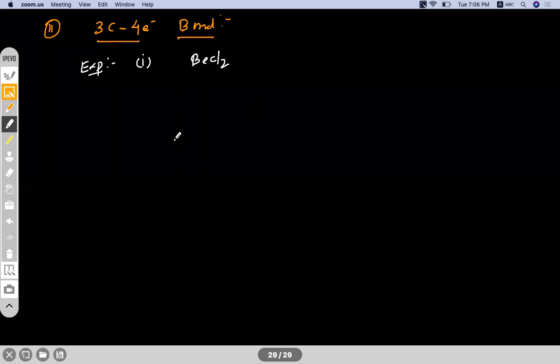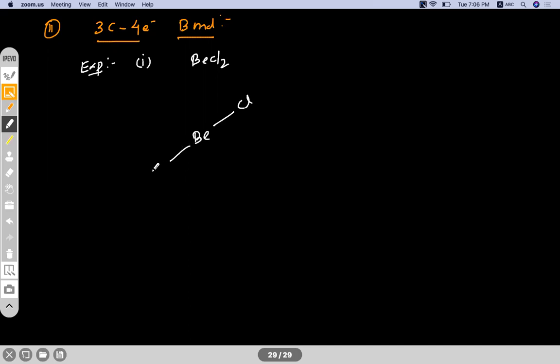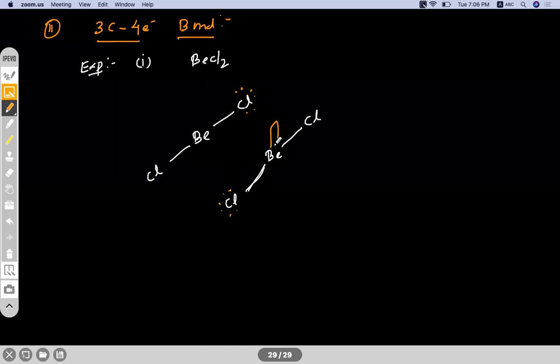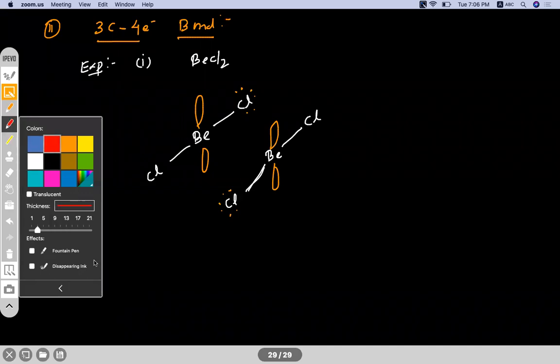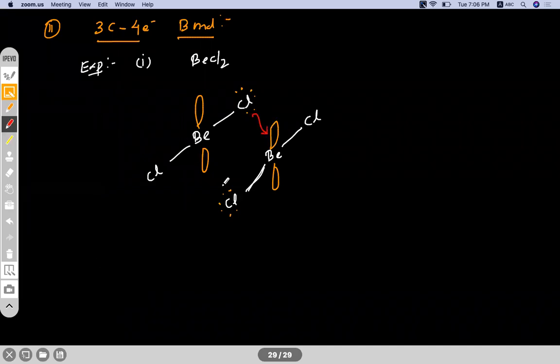In BeCl2, if you look at the structure, beryllium is attached with one chlorine. Again, beryllium has a vacant orbital. I'm not going to draw the electronic configuration again; we have discussed it in BeH2, and a similar configuration we have here. Chlorine has three lone pairs on it. And we know beryllium has a vacant p orbital that we have discussed already. So what happens is, this chlorine donates its lone pair into the vacant orbital of this beryllium, and hence we get a bridge bond here, which is this BeCl.